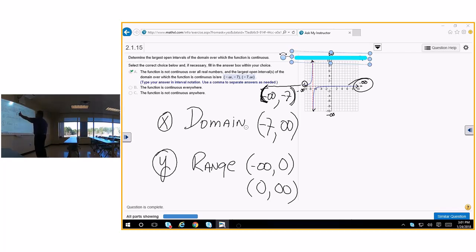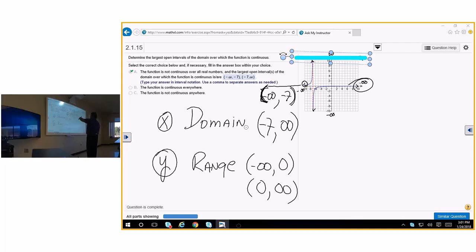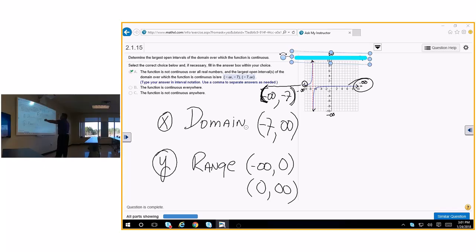The function is not continuous because you have to jump. Okay, that jump means not continuous. And there's negative, there it is right there. Okay, and then that's all they're asking there.